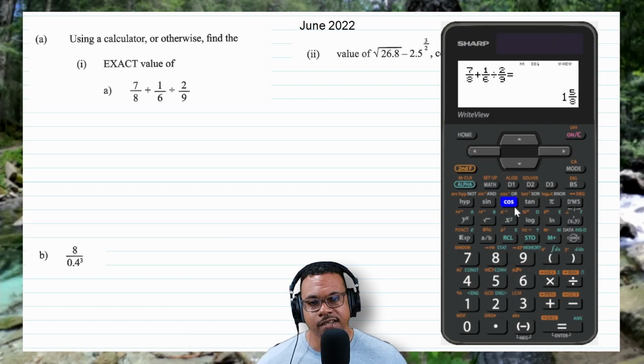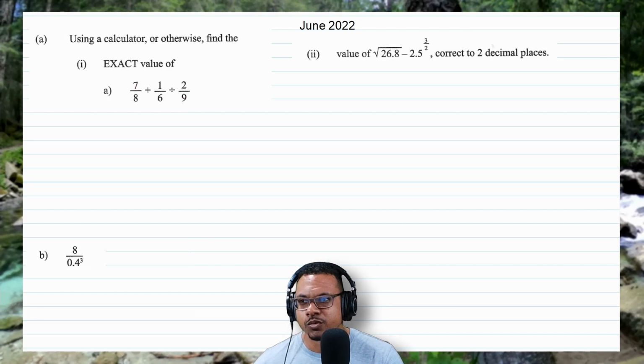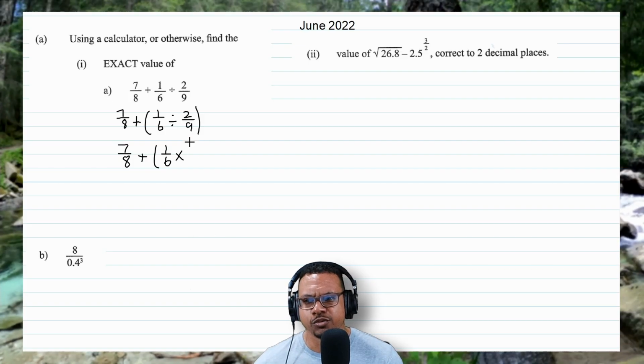Now let's work it without the calculator. Now we would have to apply BODMAS. And BODMAS says that multiplication and division comes before addition and subtraction. So I'll have to work out 1/6 divided by 2 over 9 first. And then I can do the addition with the 7 over 8. So what I will have is 7 over 8 plus, open brackets, 1/6 divided by 2 over 9. And I change that divide to multiply and invert the 2 over 9 and get 9 over 2.